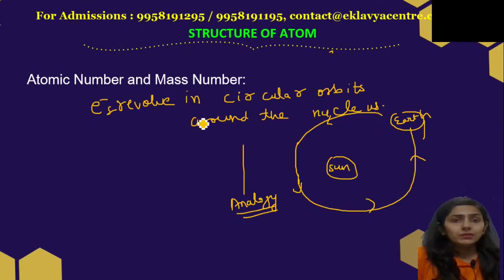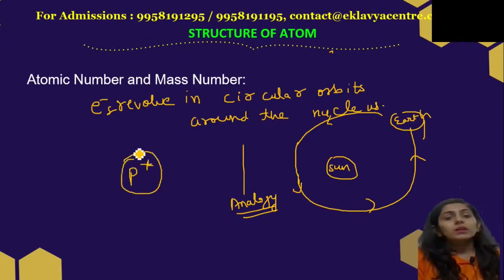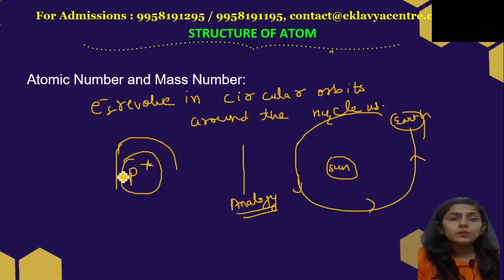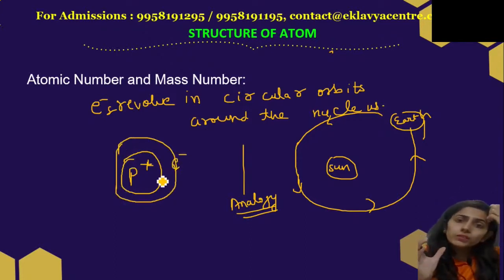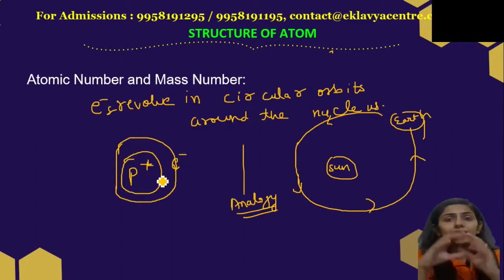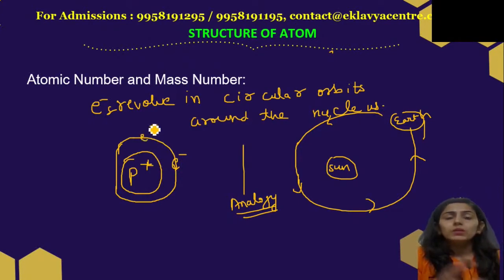So he assumed that we have a nucleus, and the nucleus is positively charged, that is proton. Now he said, just like our Earth is revolving around the sun, similarly the electrons will also revolve around the protons, because Dalton has said that the atom is electrically neutral. So following this, he said that electrons revolve around the protons in a circular manner, right?